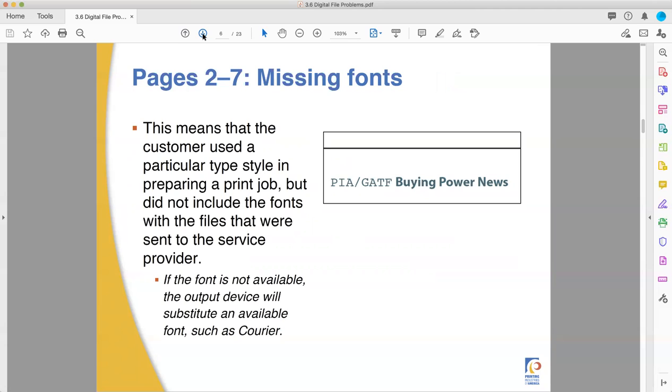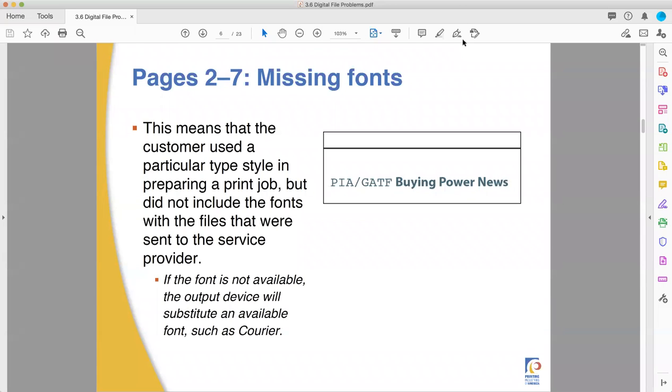Okay, so in your document, if you found them, several pages are missing fonts. I need to update this by saying that some of this is not fully up to date on the fonts that you'd be seeing. Typically speaking, in the old days, Courier was one of the common substitute fonts. Courier is that kind of typewriter looking one on the left of PIA/GATF there. That was one of those. If you don't find it, the computer will fill in for you and the computer will choose that.